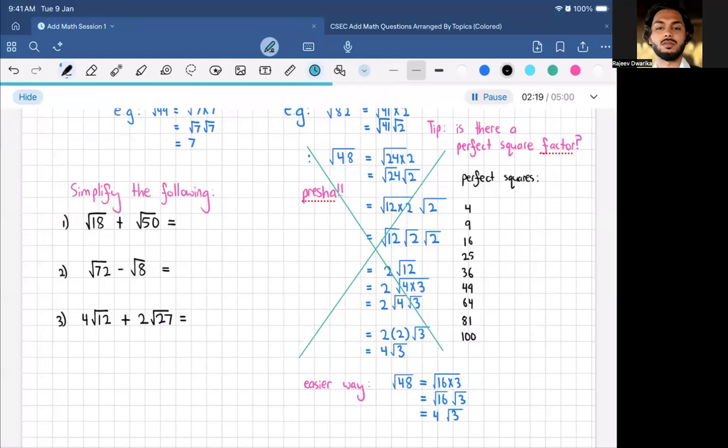Isaiah, I like that blue you're using. What kind of pen is that? Isaiah, you hear me?